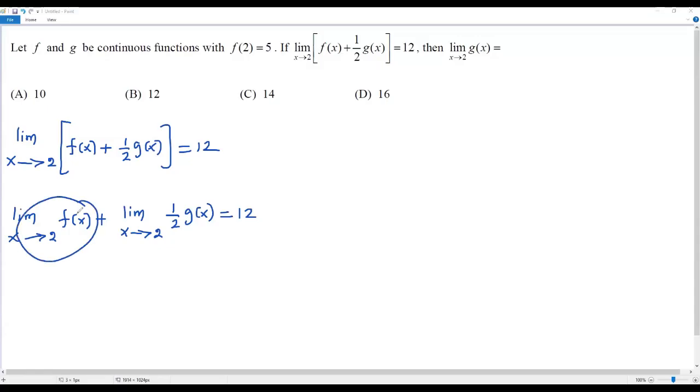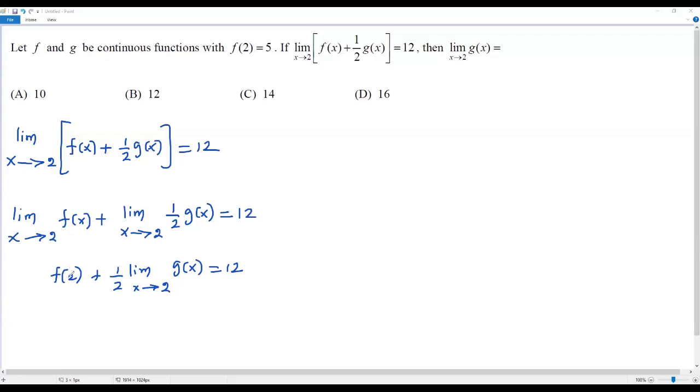Here, to evaluate this limit, what we have to do is plug in the given limit, 2, for x over here. When I do so, I am getting f(2). So this is the evaluation of the first limit. And when I consider the second limit, the function g(x) is multiplied by some constant, that is 1/2. When we evaluate a limit, if the function is multiplied by some constant, we can move the constant out of the limit, because the limit does nothing with the constant. So then we get positive 1/2 times the limit as x approaches 2 of g(x), equals 12.